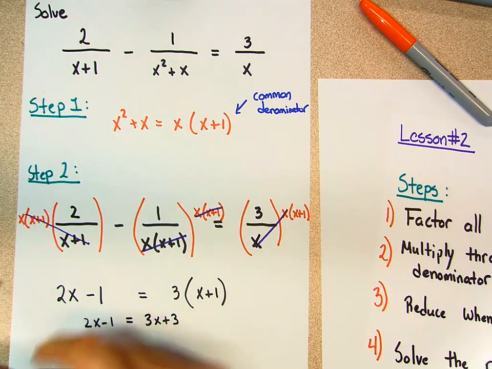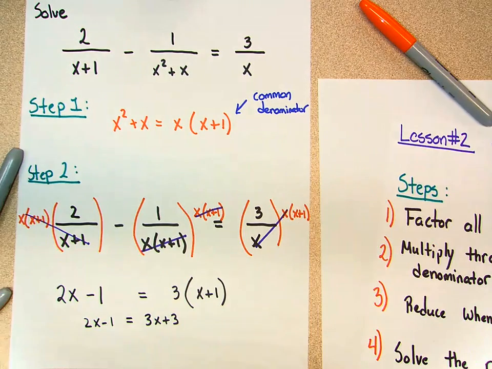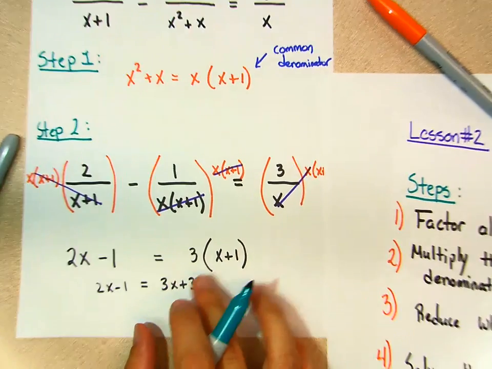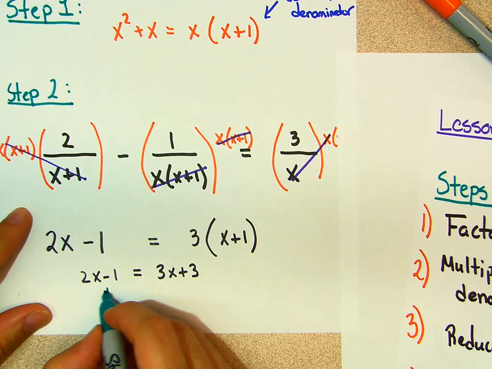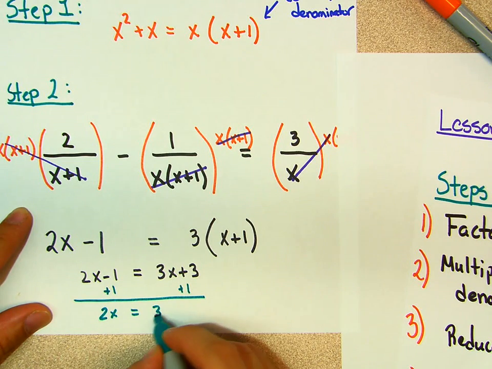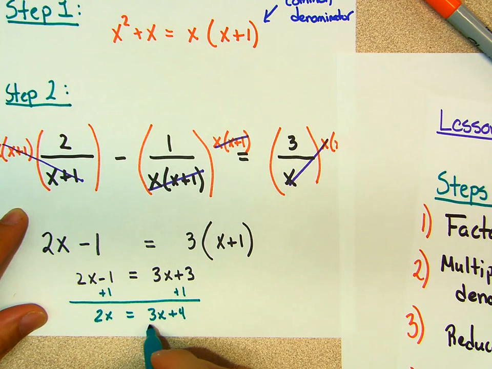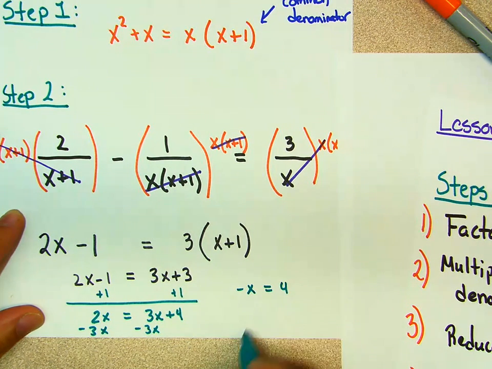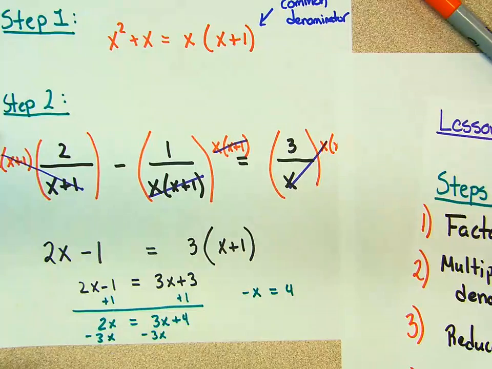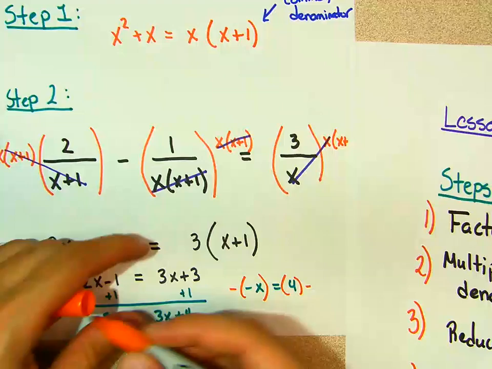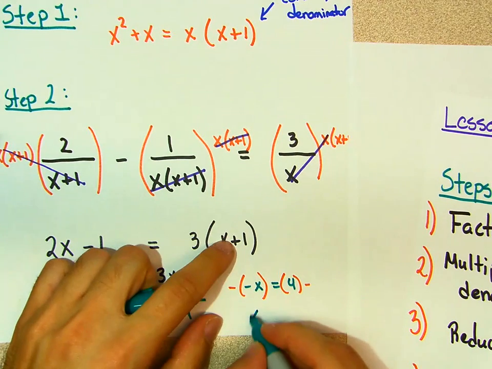So if I wanted to solve this equation, what would it be? Let me zoom in a little bit. Oh, sorry. This is a plus 1, so 2x equals 3x plus 4. Then you do minus 3x, so then you have negative x equals 4. Multiply both sides by negative 1. And now you have x equals negative 4.